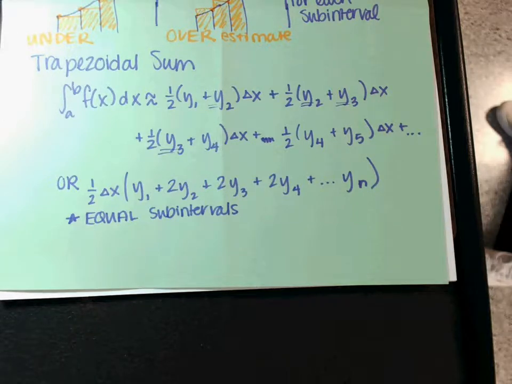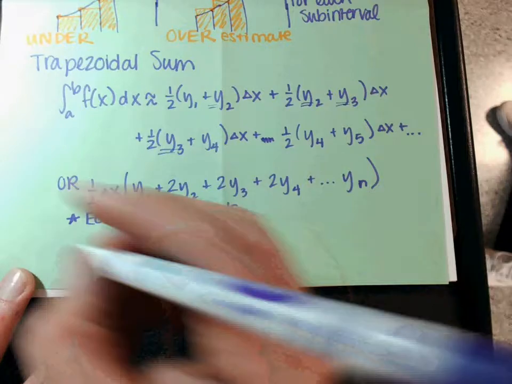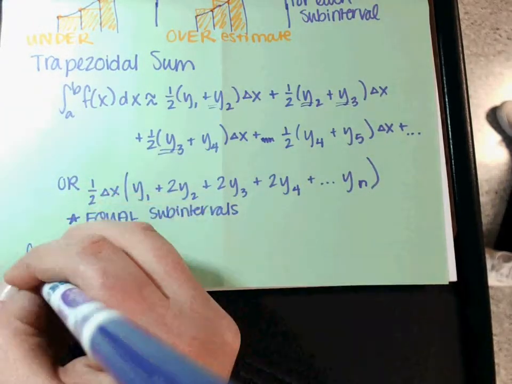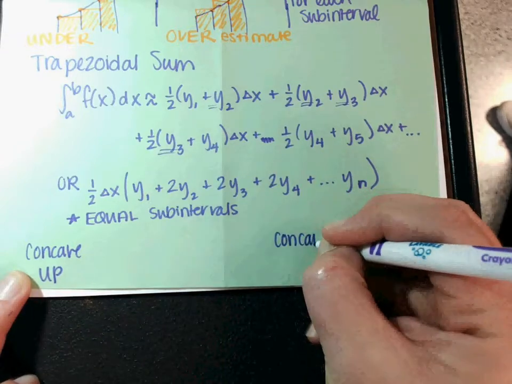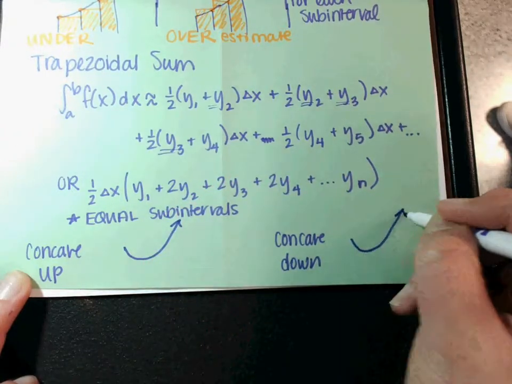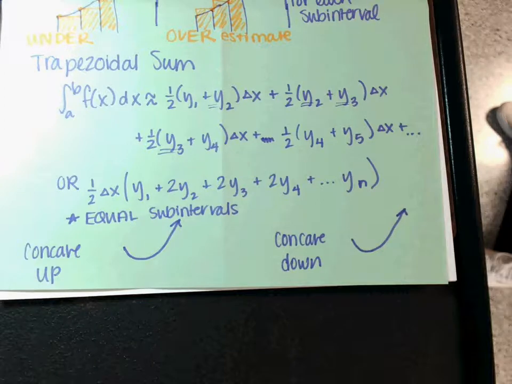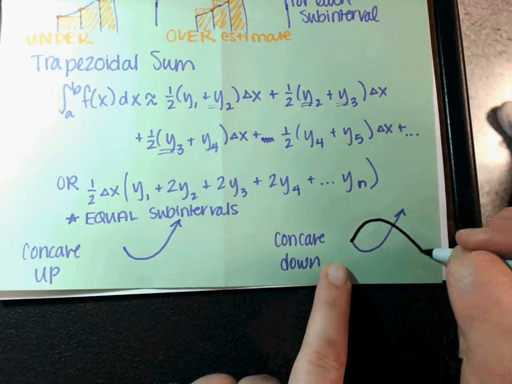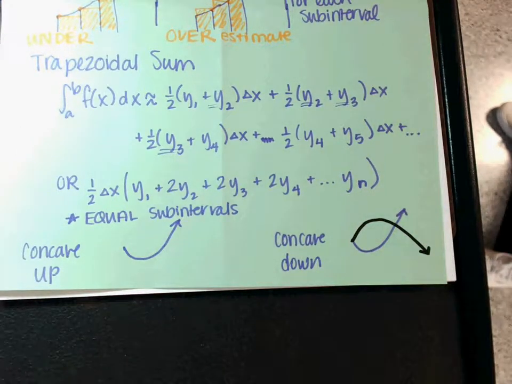Now, how do you know if a trapezoidal rule is over or under? It's not increasing or decreasing. Concavity, you remember? So I want you to draw a graph that's concave up and draw a graph that's concave down. On this side, I'm going to do concave up. On this side, I'm going to do concave down. Oh crap, that's not concave down. Wow, bad job. You're right, you're so right. Pretend that the other one is not there.